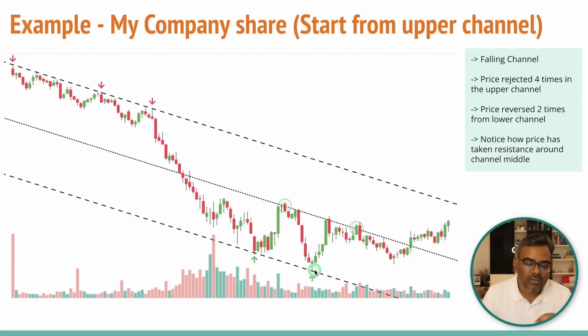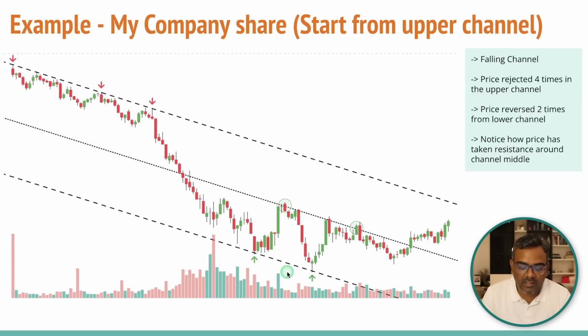Once you connect this point, we have to see if the price is reversing from the channel middle. If it reverses multiple times, it's a perfect channel. Sometimes you might have just one touch point, and that's not a valid channel. Here we had two touch points over here, and that's why I call it a valid channel.